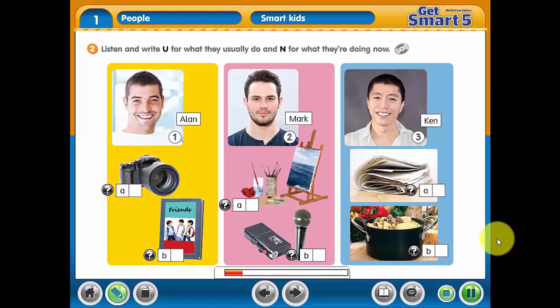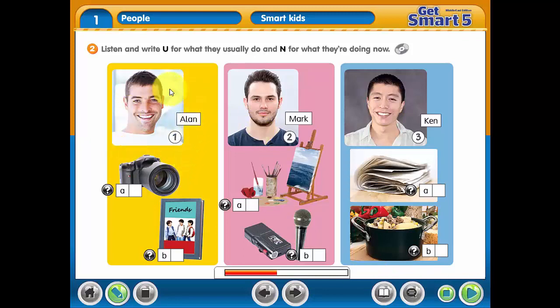1. This is Alan. He is from the UK, but he lives in Spain now. Alan is a photographer. He usually travels to different places at weekends and takes photos of the places and people. Today is Monday. Alan is at home and he's reading one of his favorite books. It's a story about some friends from different countries. It's an interesting book.